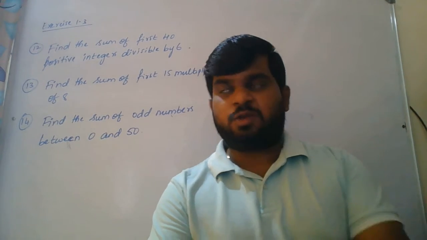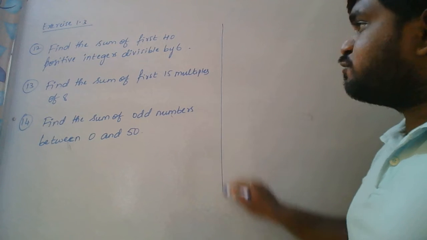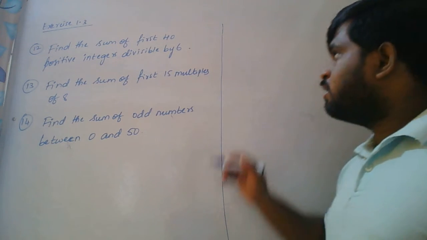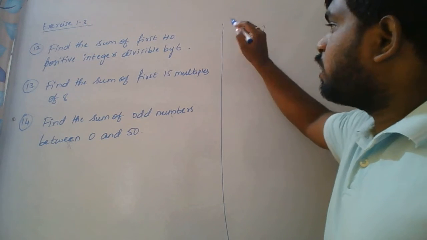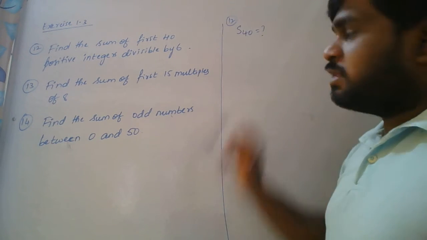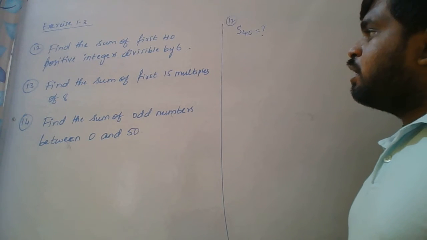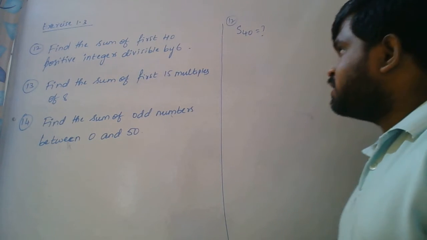Okay, students, let's continue with the next problem. So find the sum of first 40 positive integers. Meaning the sum of first 40 means S40 should be found. Okay. 12th one. Find the sum of first 40 integers divisible by 6. Only positive integers which are divisible by 6.